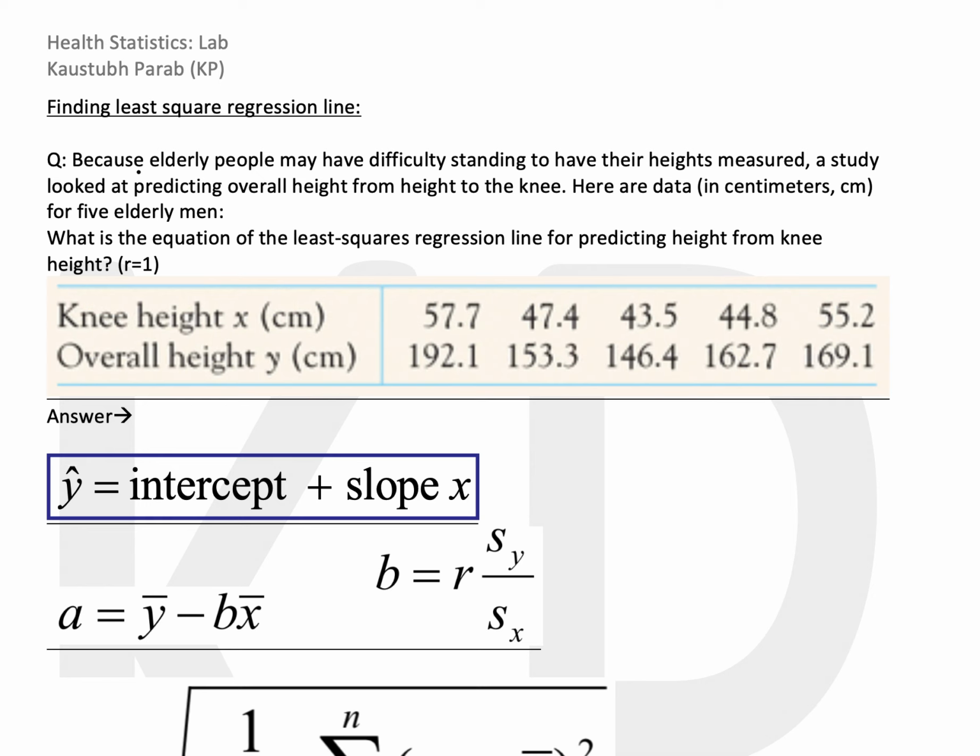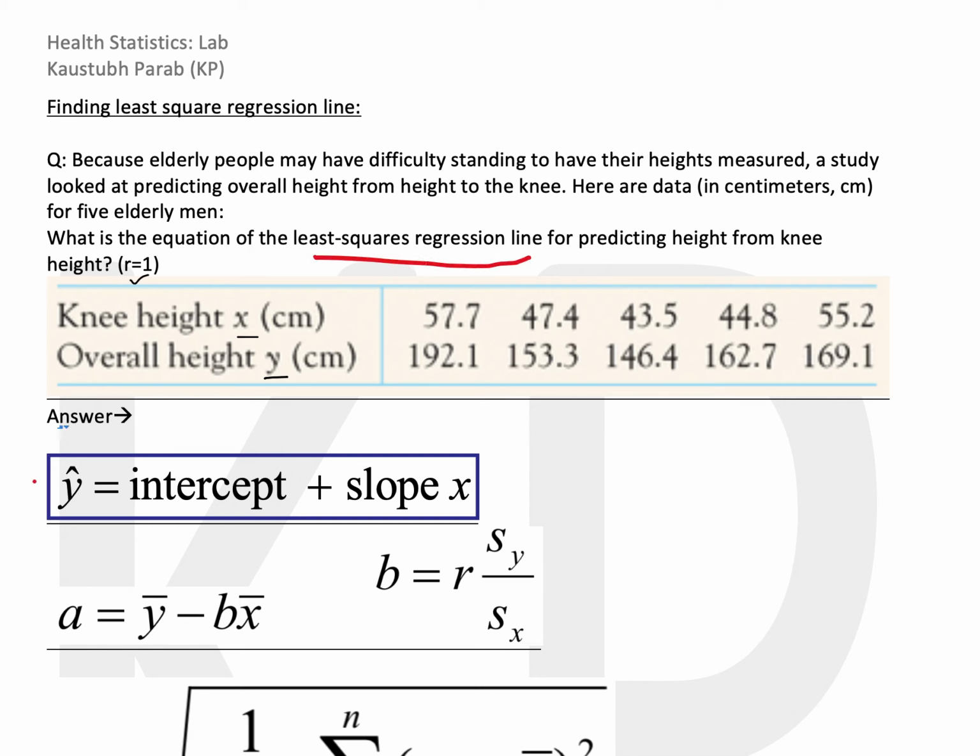Hi, this video is to demonstrate how to find the least square regression line, how to get that equation given a question. So this is the question given to you. The r value is given in the question stem and the data is given, and we know what the x variable is and what the y variable is for the given data points. Based on that, we have been asked to calculate the least square regression line.